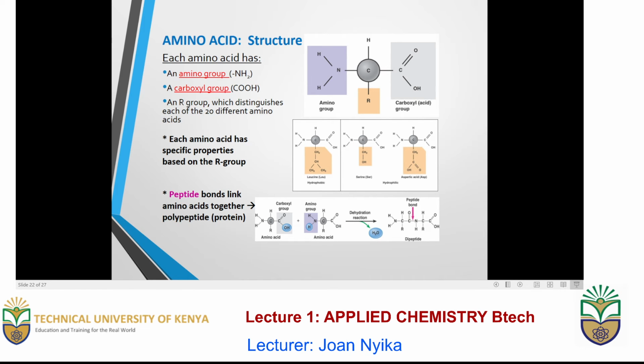Each amino acid has a unique structure. However, what you need to remember at this stage is that an amino acid must have an amino group and a carboxyl group. Then there is what we call the R chain, which distinguishes them based on how many carbons and how many hydrogens it has. That is what distinguishes the various amino acids we have.